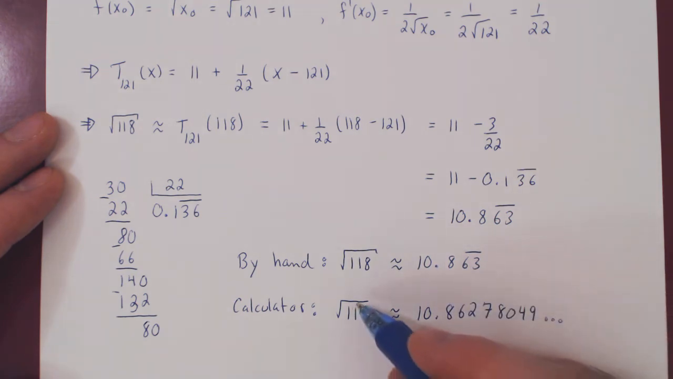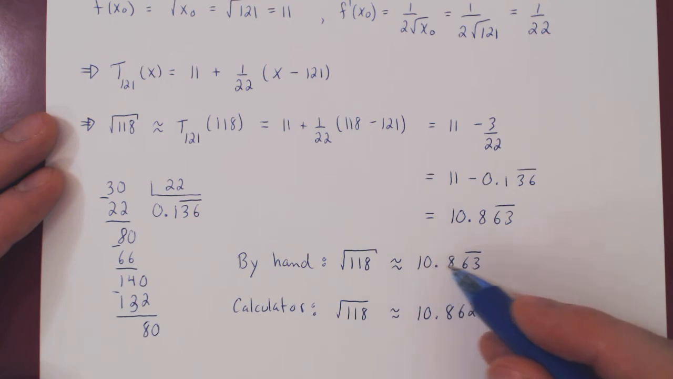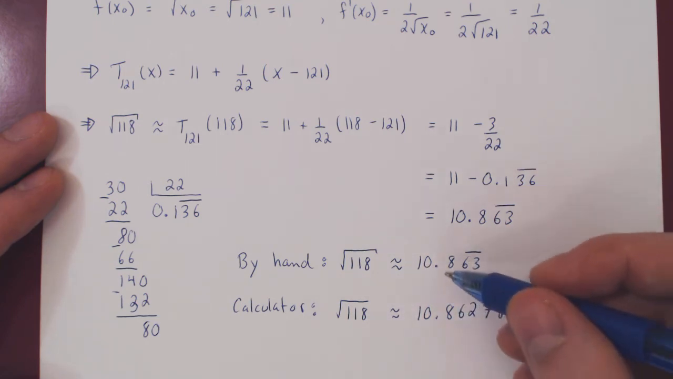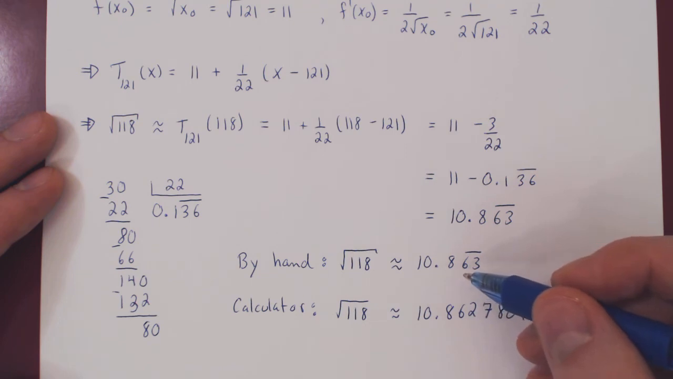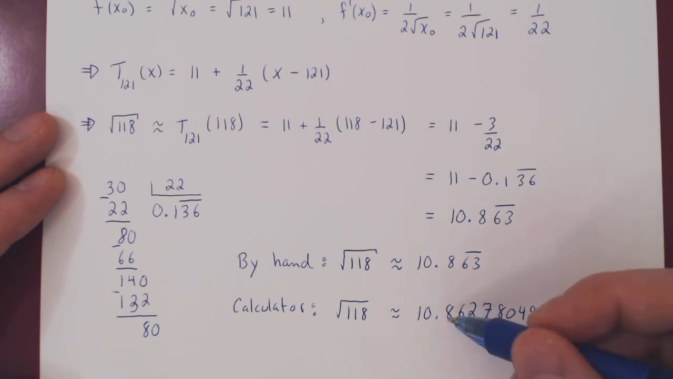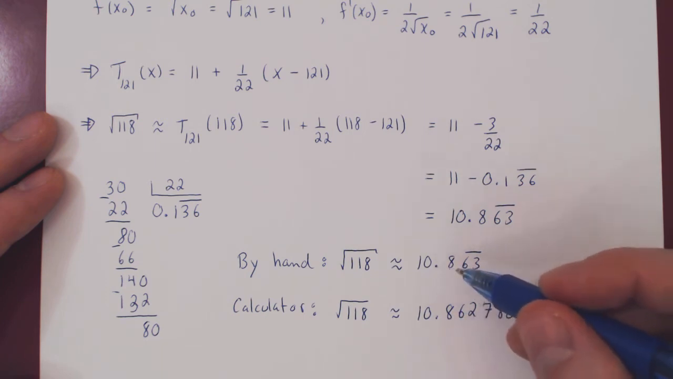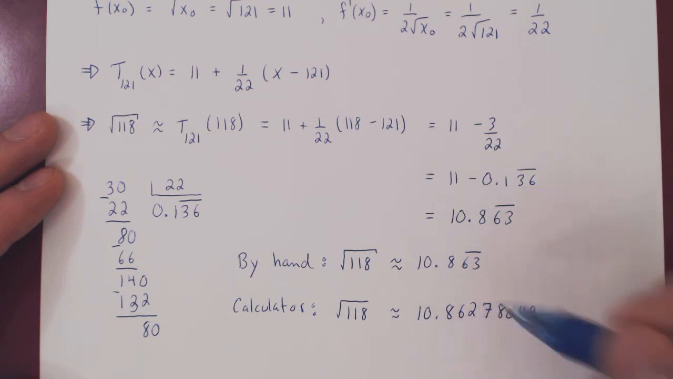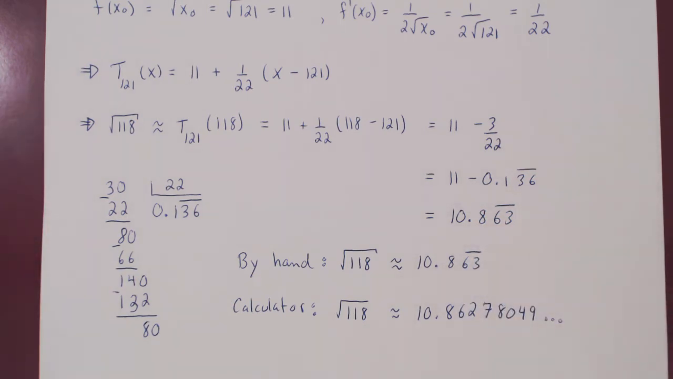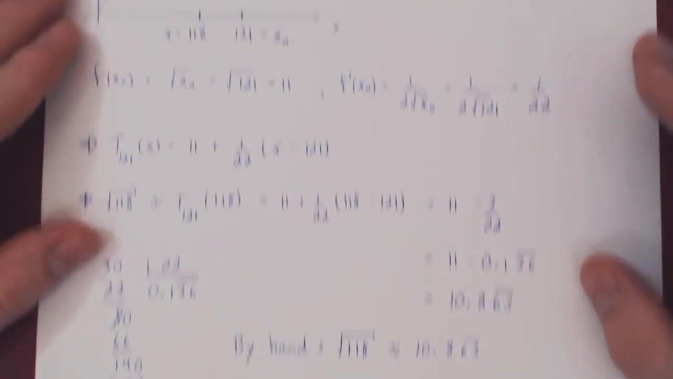Now here's what the calculator returns, and you can see that our approximation is pretty good. We are accurate up to the second decimal place, and then we're off here, but 0.0027 is pretty close to 0.003. So we have a pretty good approximation by hand. And that's it. So this is linear approximation.